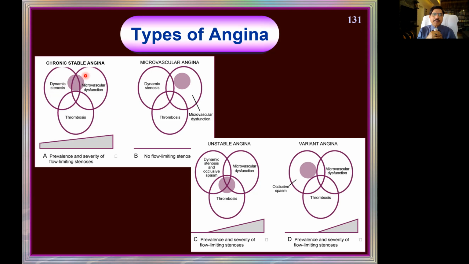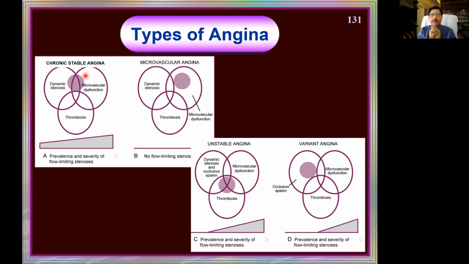Some people go through chronic stable angina, then crescendo angina, then unstable angina, then non-ST segment, then ST segment. That progression is there. 30 to 40% of coronary artery disease progresses in that direction. And these are the lucky ones. These are the older lot. These are the people who have collaterals already established.